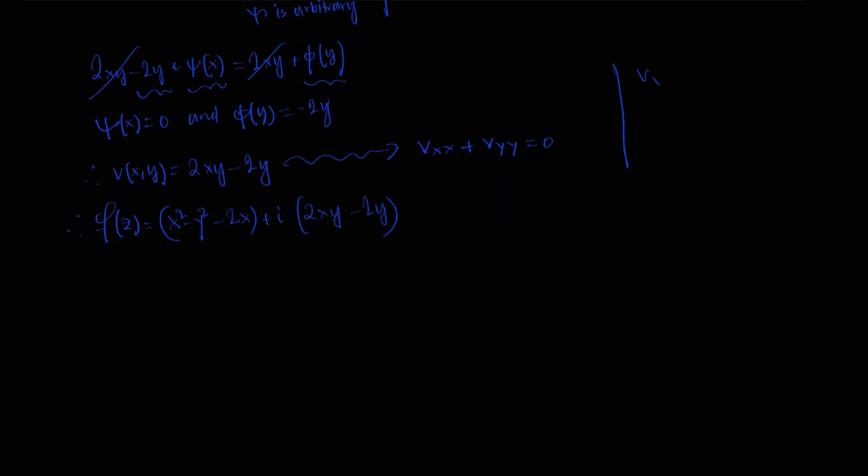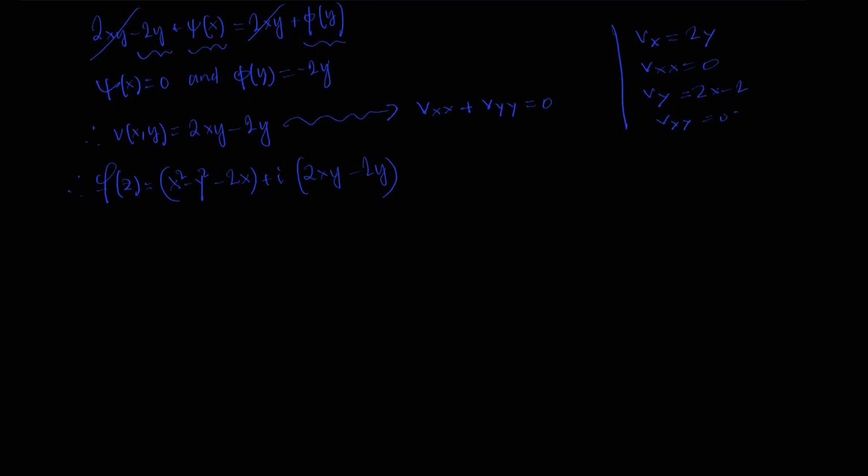Okay, let me do it. vx is 2y. vxx is 0. vy, if you do it, is 2x minus 2. vyy is going to be 0. So vxx plus vyy is equal to 0, and hence this satisfies the Laplace equation, and everything is fine, right? So this is differentiable.